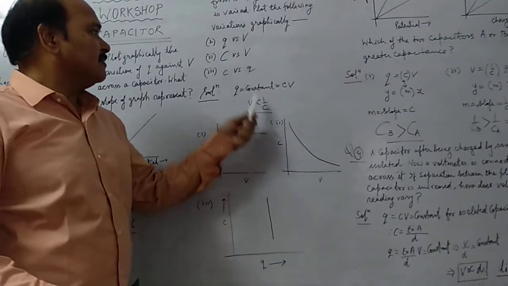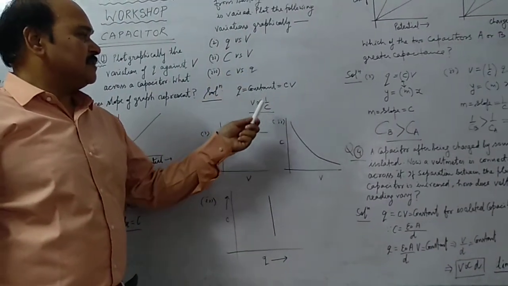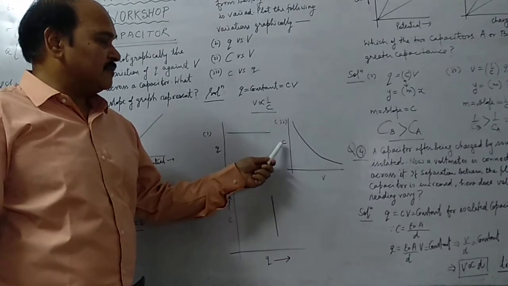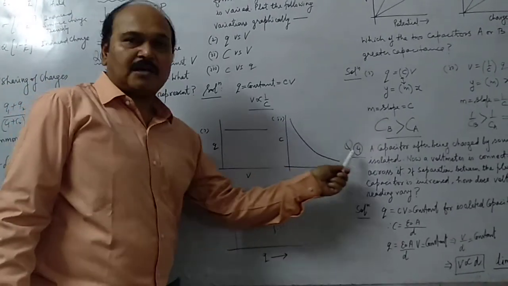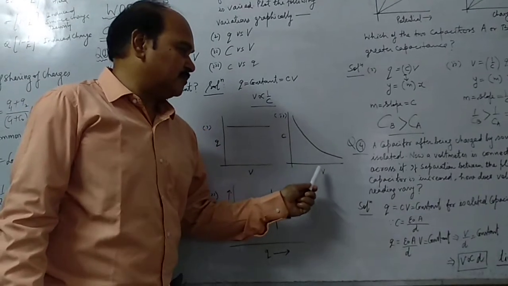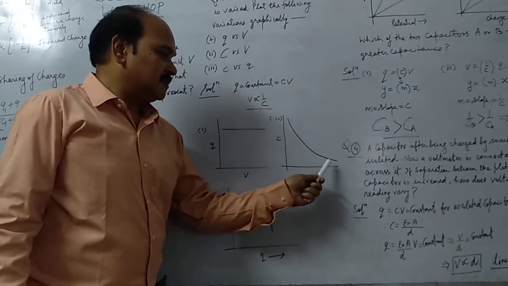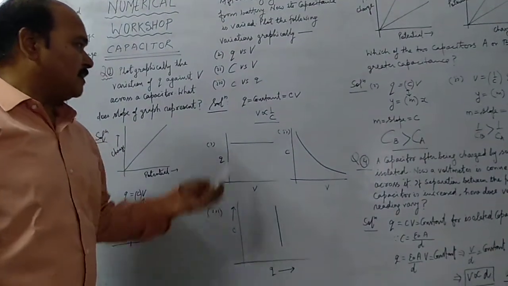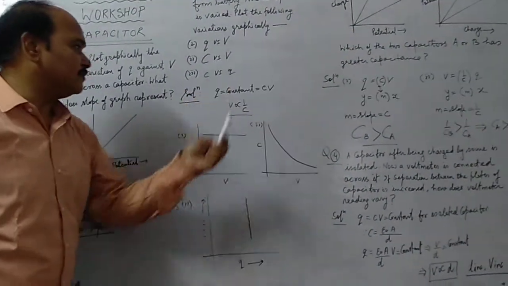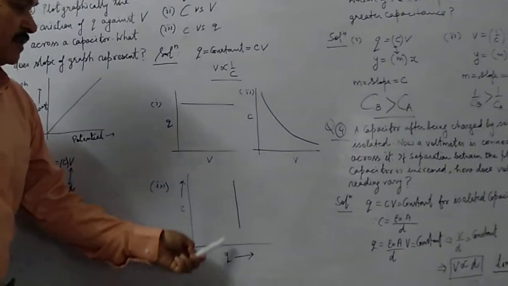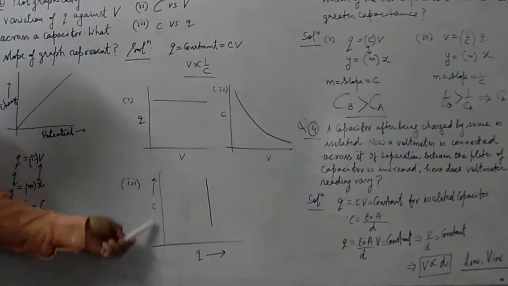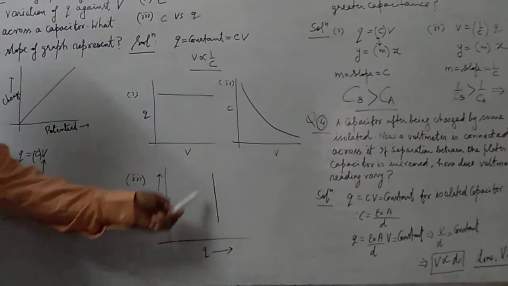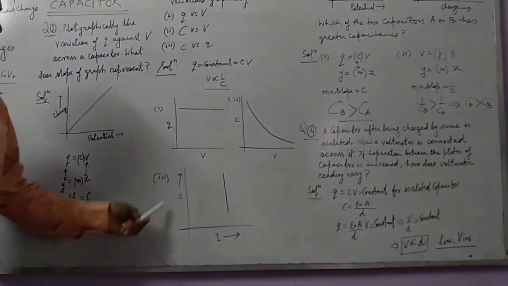In the second graph, which is the C versus V graph, since Q is constant and C and V are inversely related, the graph between C and V is going to be a rectangular hyperbola like this. With the decrease of C, the potential would increase and vice versa. And the third graph, C versus Q. Since Q is constant, whatever will be the value of C, the value of charge remains constant. Therefore, the graph is a straight line parallel to the C axis.